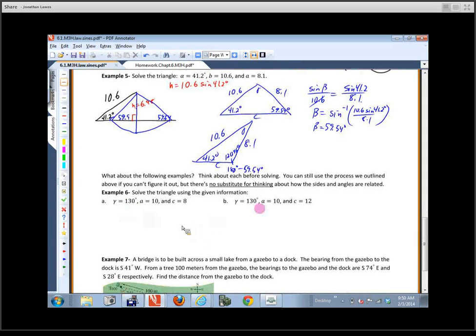The last thing I want to look at really quickly is take a look at this. If you drew this roughly to scale, stop and think about this. If this is 130, okay, this is gamma, and A is right here, so A is next to it. That would be 10. Is there any way that this side could be 8? No way. Not possible. Okay? So we'd have no triangle on that one.